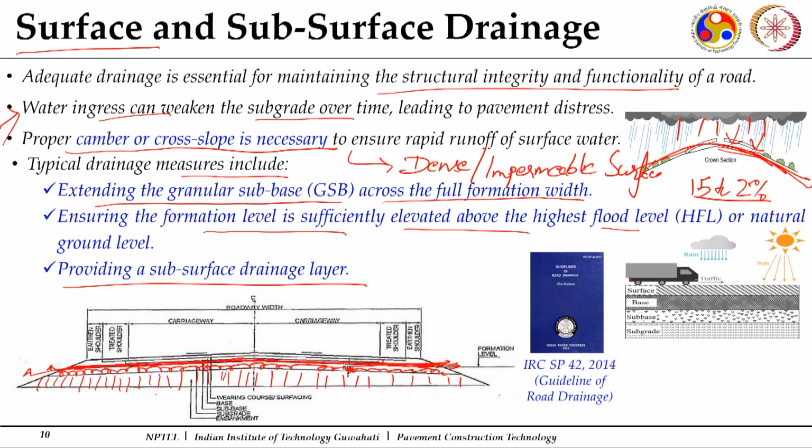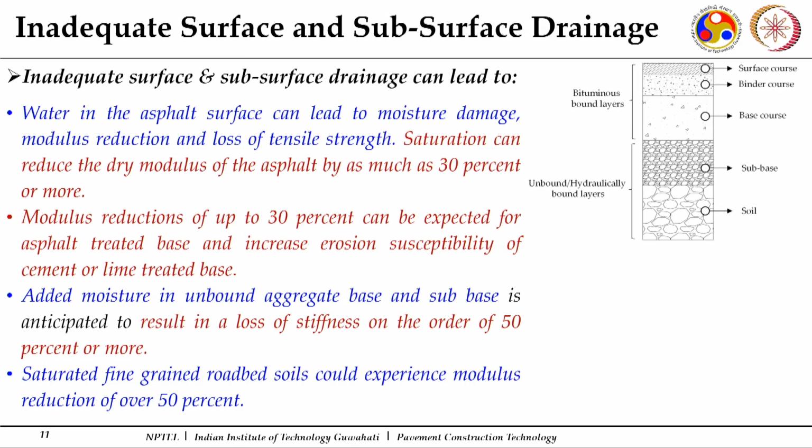ensuring the formation level is sufficiently elevated. And one important aspect is, whenever you construct these new structures, you have to always ensure that you construct them well above the high flood level. This we already discussed in the earlier lectures. If adequate surface and subsurface drainage is not done, then what happens?